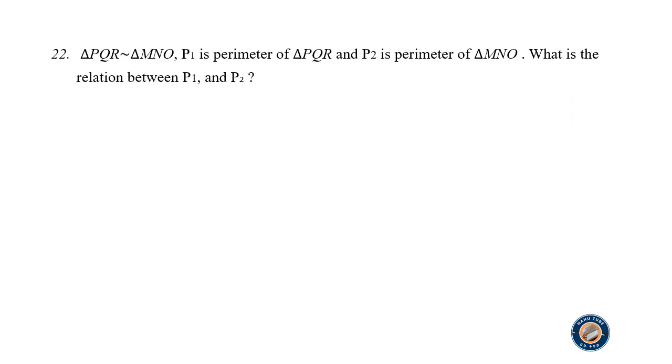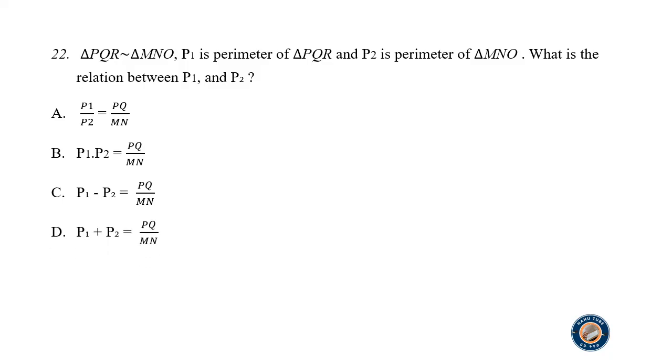Question number 22. Triangle PQR is similar to triangle MNO. P1 is the perimeter of triangle PQR and P2 is the perimeter of triangle MNO. What is the relationship between P1 and P2? A. P1 over P2 is equal to PQ over MN. B. P1 times P2 is equal to PQ over MN. C. P1 minus P2 is equal to PQ over MN. D. P1 plus P2 is equal to PQ over MN.